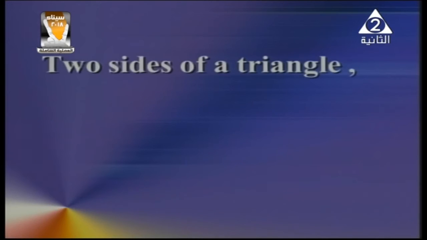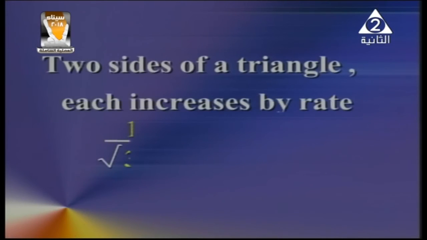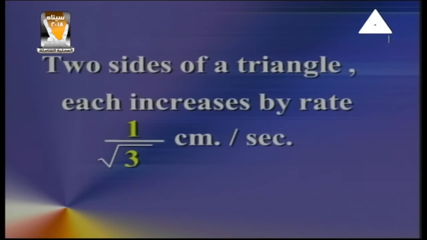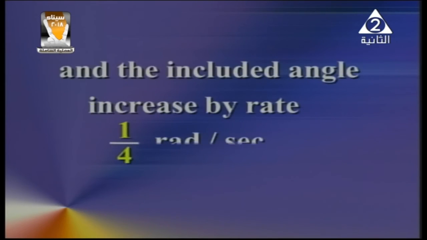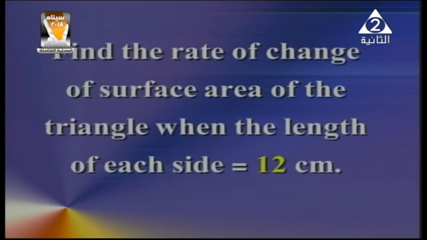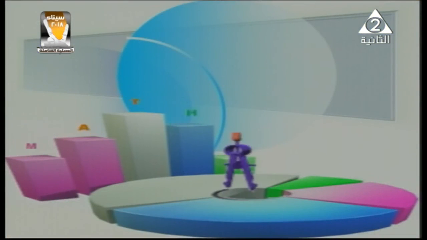Dear student, now we move to another example. Two sides of a triangle are each increasing at a rate of 1 over root 3 centimeter per second, and the included angle increases at a rate of a quarter radian per second. Find the rate of change of the surface area of the triangle when the length of each side equals 12 centimeters. Solution.